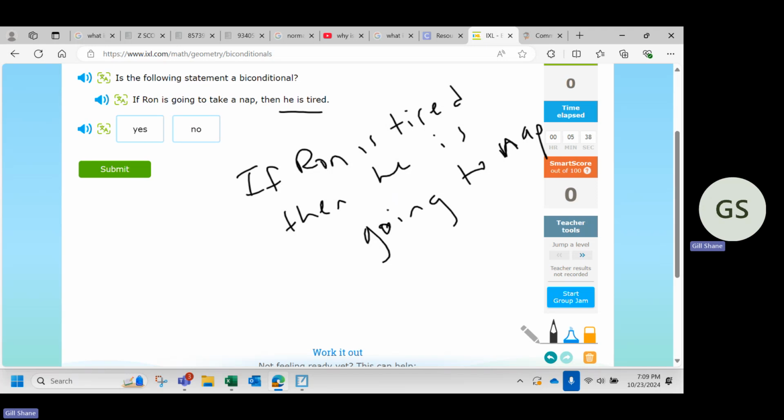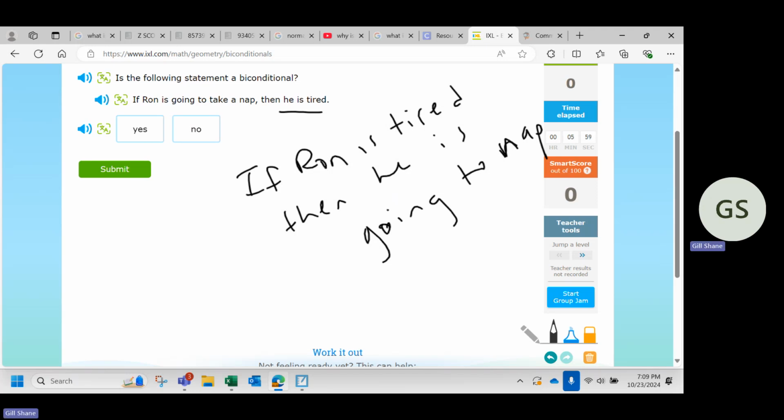So now I have to say, are both of those true? So let's see. If Ron is going to take a nap, then he is tired. We kind of assume that the original is true. Whatever they give us in these, we're just assuming they're true. That's not always the case in the book or other things. Again, just for these IXLs. Now we really just have to determine if the second one is true.